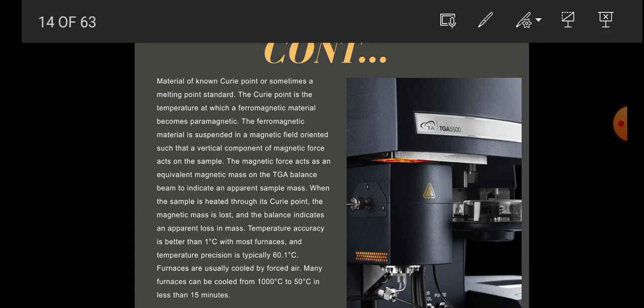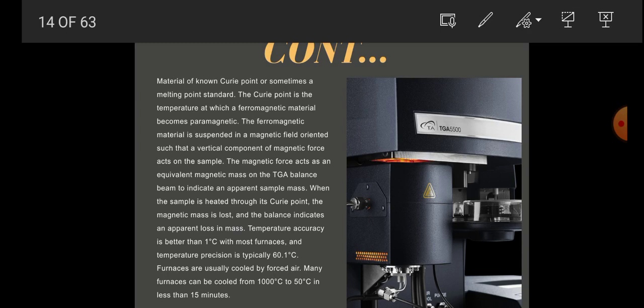Material of known Curie point, or sometimes a melting point standard, is used for temperature calibration. The Curie point is the temperature at which a ferromagnetic material becomes paramagnetic. The ferromagnetic material is suspended in a magnetic field oriented such that a vertical component of magnetic force acts on a sample. The magnetic force acts as an equivalent magnetic mass on the TGA balance beam to indicate an apparent sample mass. When the sample is heated through its Curie point, the magnetic mass is lost, and the thermal balance indicates an apparent loss in mass.